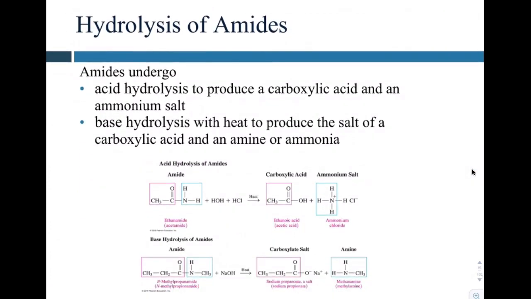So, amides can do hydrolysis to make a carboxylate and ammonium salts. If you're in a base, you will actually make a base, and so you'll make the amine. And so let's just kind of look at the wording here. So acid hydrolysis will break it into an acid and an ammonium, okay? But base hydrolysis will make the salt of a carboxylic acid and then the full-on base amine or ammonia.